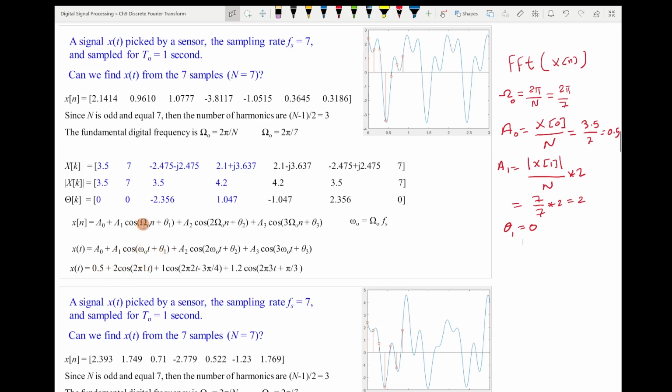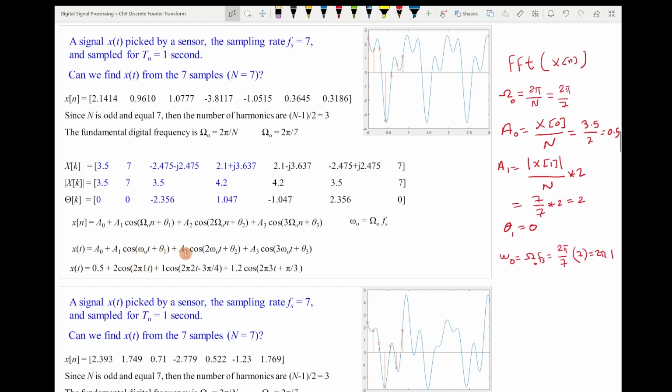Now, we calculated the digital frequency, omega 0. So what is the analog frequency? This one, omega 0, will be the sampling rate f of s, which is 7. And if you calculate, this will be 1 Hertz. So that will be 2 pi times 1 Hertz.